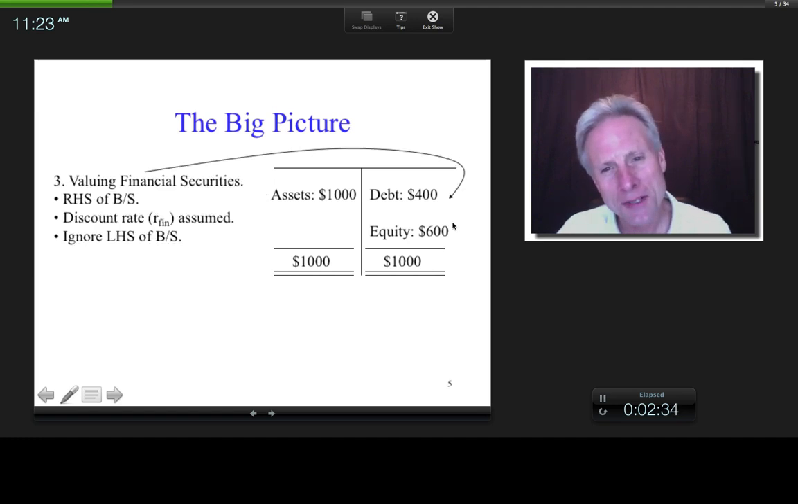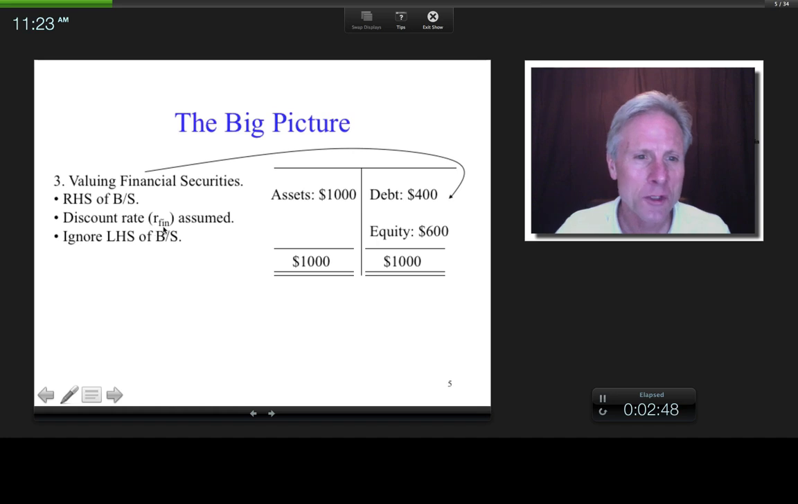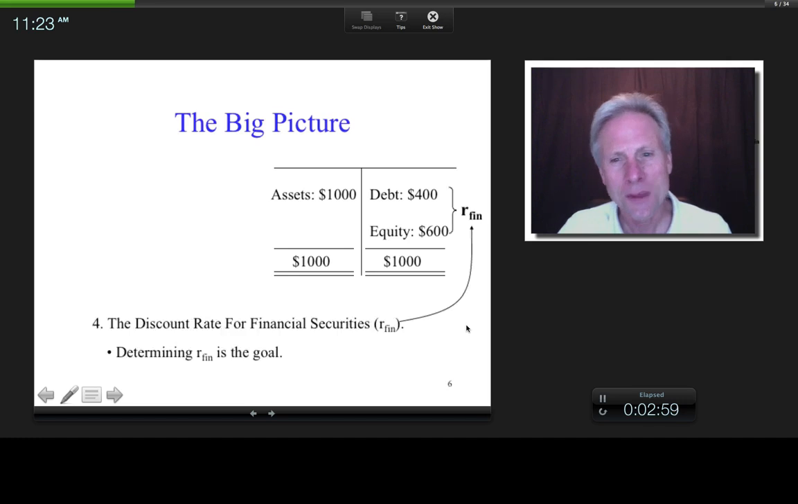Then we moved to the right-hand side of the balance sheet, and we said, why is debt worth 400, and why is equity worth 600? And what two things did we need, again, to value anything? Cash flows and a discount rate. Except for now, we assumed that we knew what the discount rate was for financial securities. And we're ignoring the left-hand side of the balance sheet, in other words, what we were spending our money on. So then we moved to the right-hand side of the balance sheet, and we said, what should the discount rate be for financial securities?